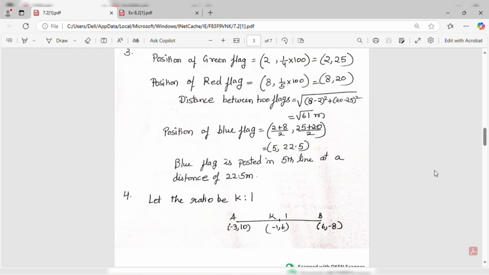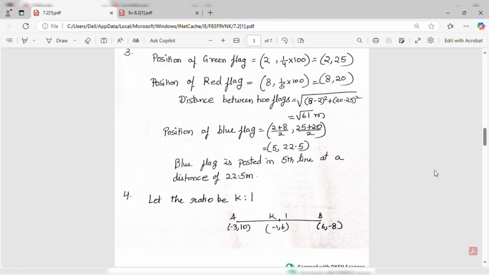Question number 3: to conduct a sports day activity in your rectangular shaped school ground ABCD, lines have been drawn with chalk powder at a distance of 1 meter each. 100 flower pots have been placed at a distance of 1 meter from each other along AD as shown in the figure. Niharika runs 1/4 of the distance AD on the second line and posts a green flag. Preet runs 1/5 of the distance AD on the 8th line and posts a red flag. What is the distance between both the flags?